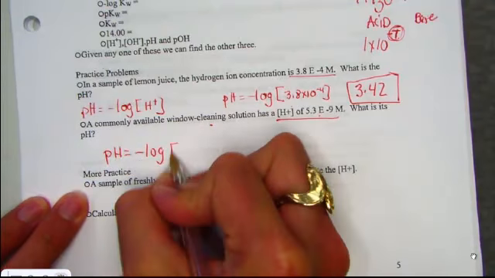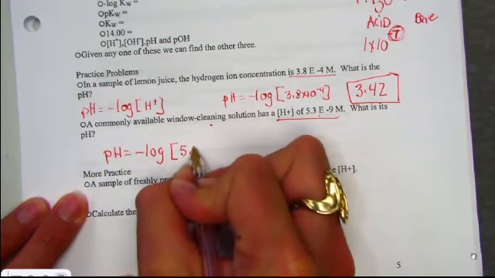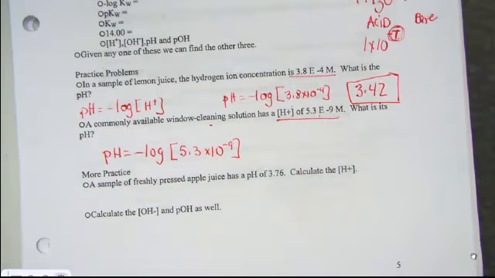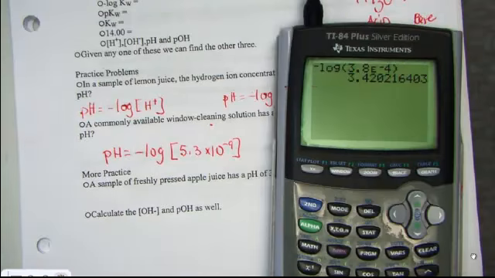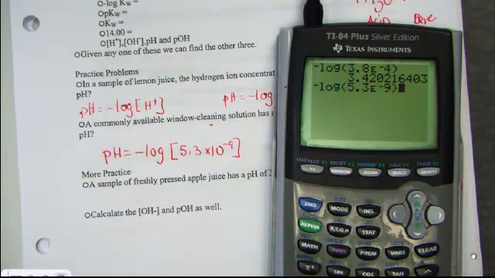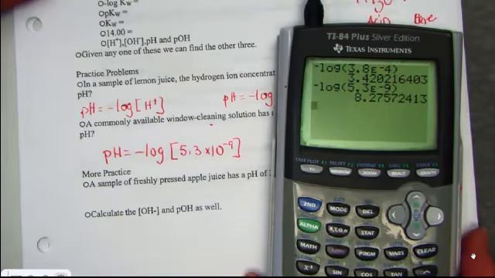If pH is negative log of the provided hydrogen ion, little brackets stand for molar units. Let's hit enter, and Riley, would you hit this one with me to be my calculator buddy? Perfect.